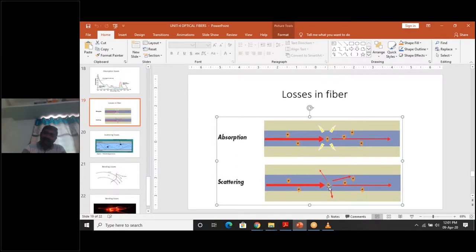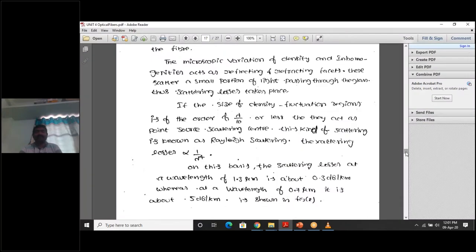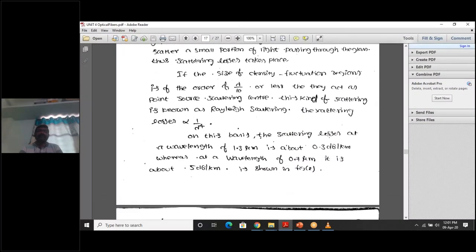If the size of this inhomogeneity or this obstacle is less than 100 angstroms, which means lambda by 10, then it powerfully acts as a scattering center. So powerfully it scatters the light. This type of scattering is called what scattering? Rayleigh scattering. On this basis, this Rayleigh scattering is inversely proportional to the fourth power of lambda. So scattering losses are inversely proportional to the fourth power of lambda. As the lambda value decreases, the scattering losses increase. This is about the scattering losses.